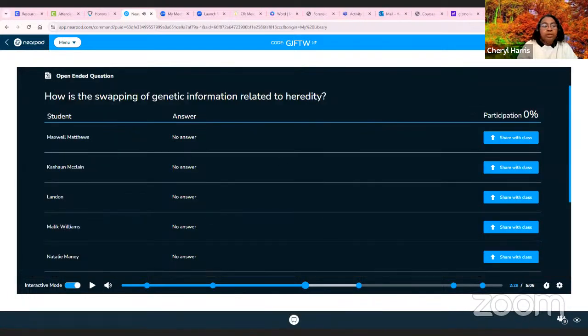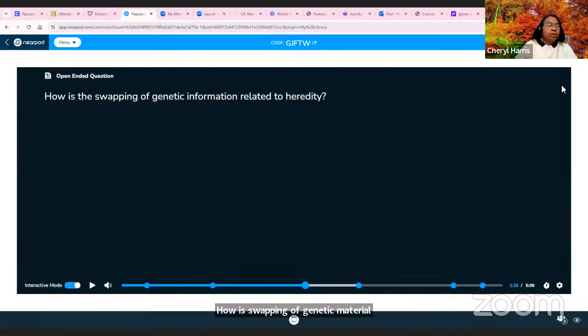All right, question. How is swapping of DNA, genetic material, related to heredity? Close that while you answer it. What is the advantage of swapping material?